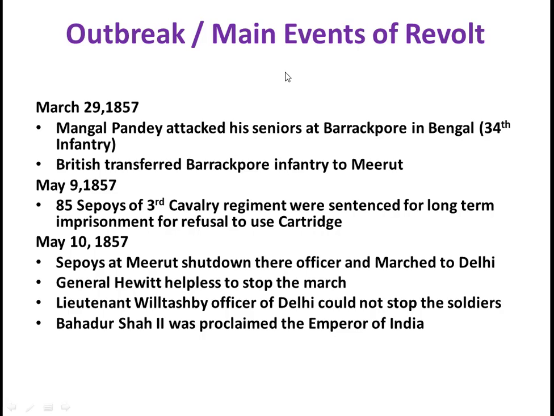Now if you go through the chronological events, on March 29, 1857, Mangal Pandey, a soldier in the Barrackpore regiment, attacked his seniors when he was asked to bite the cartridge, and he refused. As I explained before, it was thought that the cartridge was greased with cow and pig fat, and he belonged to the 34th Infantry. When he attacked his seniors, he was supported by his fellow soldiers, who did not restrain him, and this led to the entire Barrackpore infantry being transferred to Meerut. Consequently Mangal Pandey was hanged after 3-4 days.